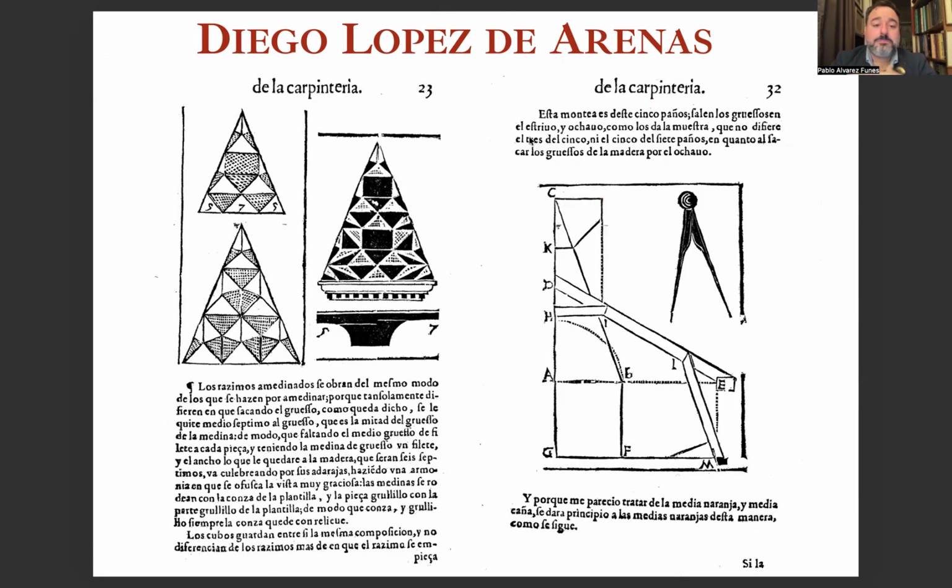And again, here he explains how to trace mukarnas in a way very similar to, we will see later, Owen Jones, even if Owen Jones probably never read Carpintería de lo Blanco, but they came to the same conclusions. He also explains how to structure the beams and the structure of a roof to house the elements later on.